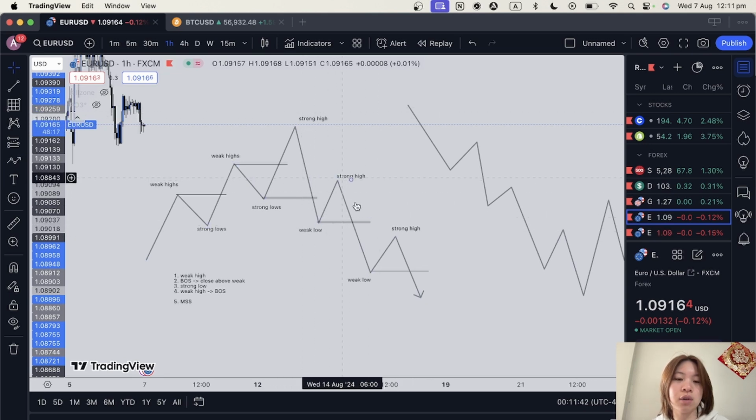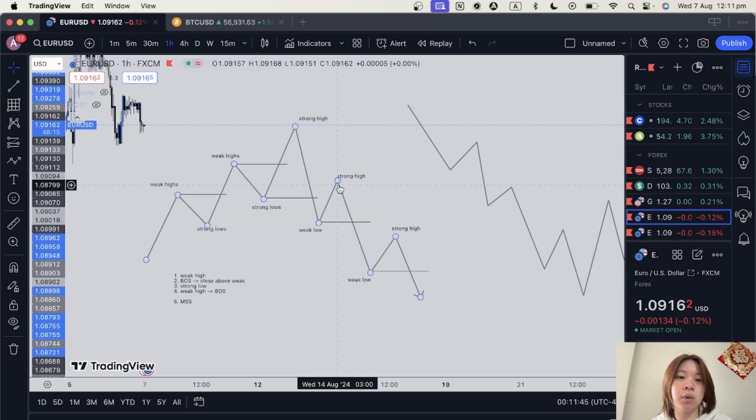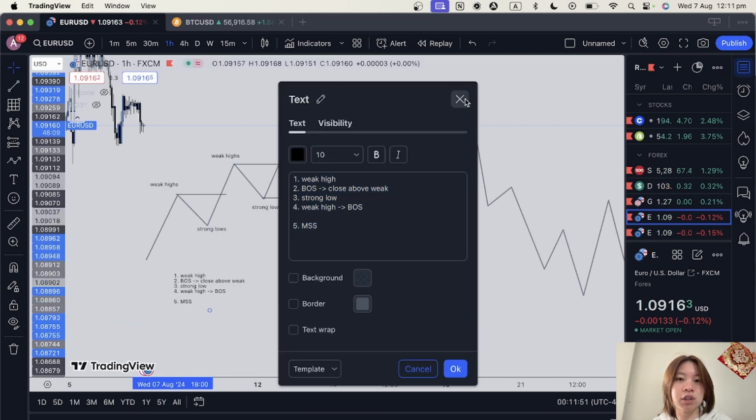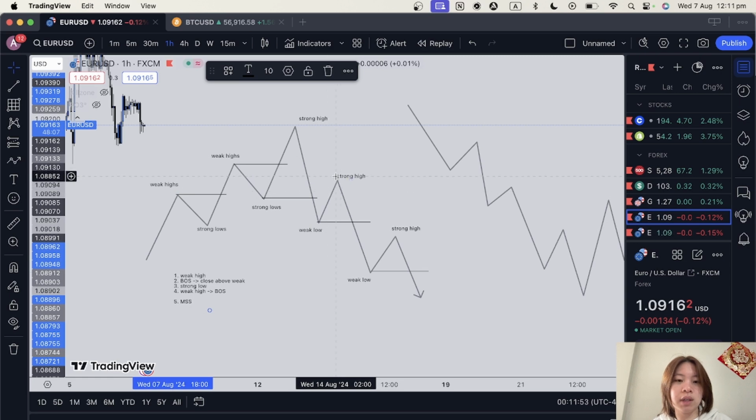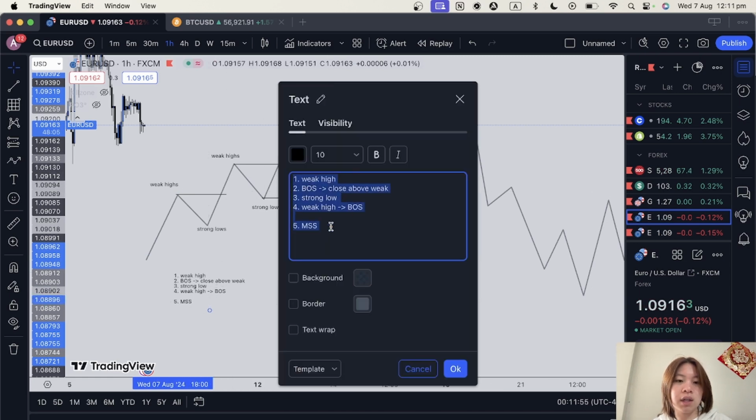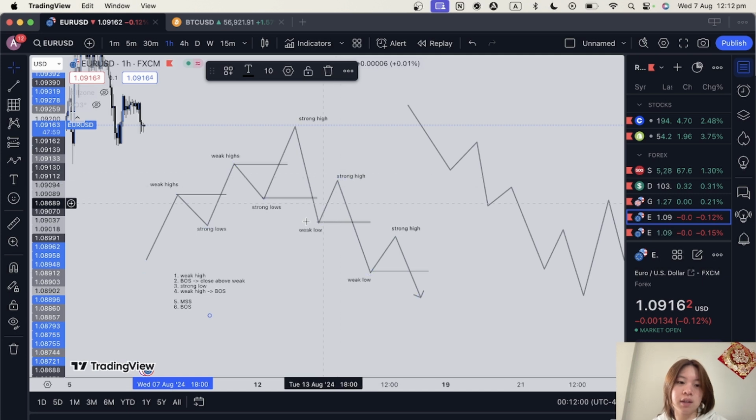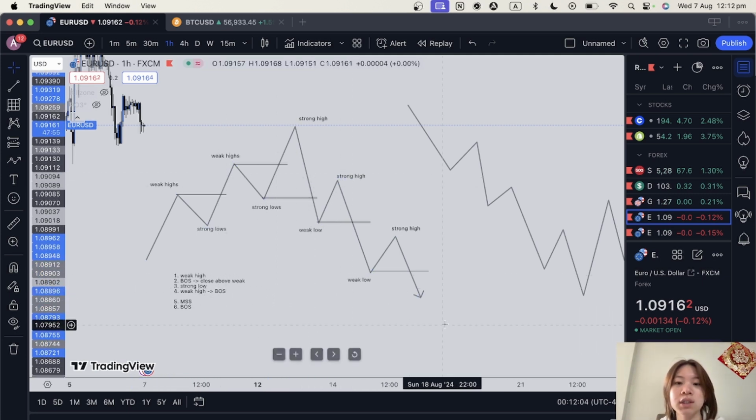So weak low, and now you're going to target that weak low. With that strong high, this becomes a strong high after it closes above that weak low. So we get that market structure shift here, and then we get this strong high, and then we get another break of structure, which makes this a strong high. So I hope you guys see how this works.